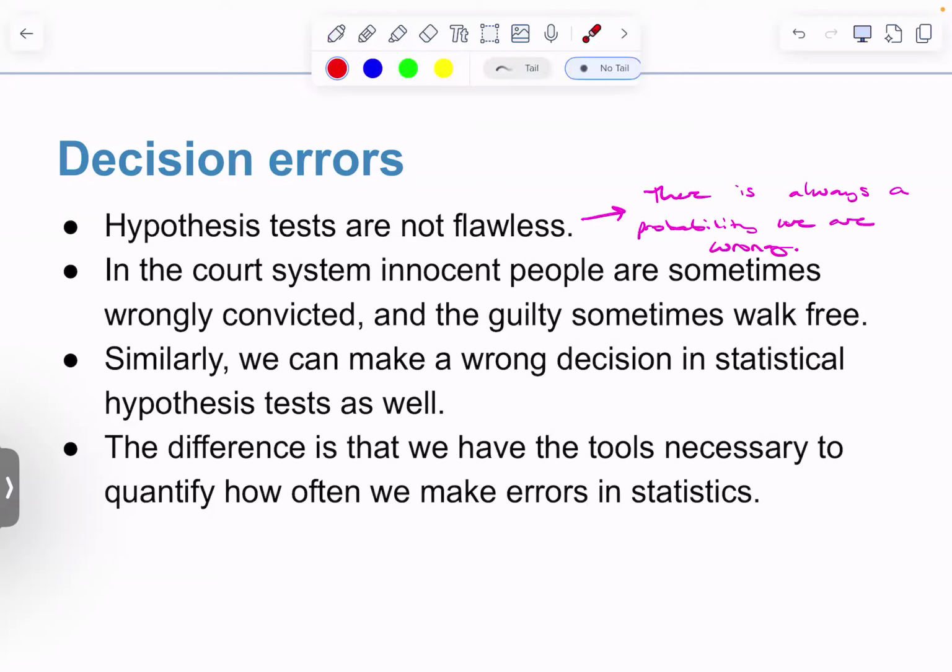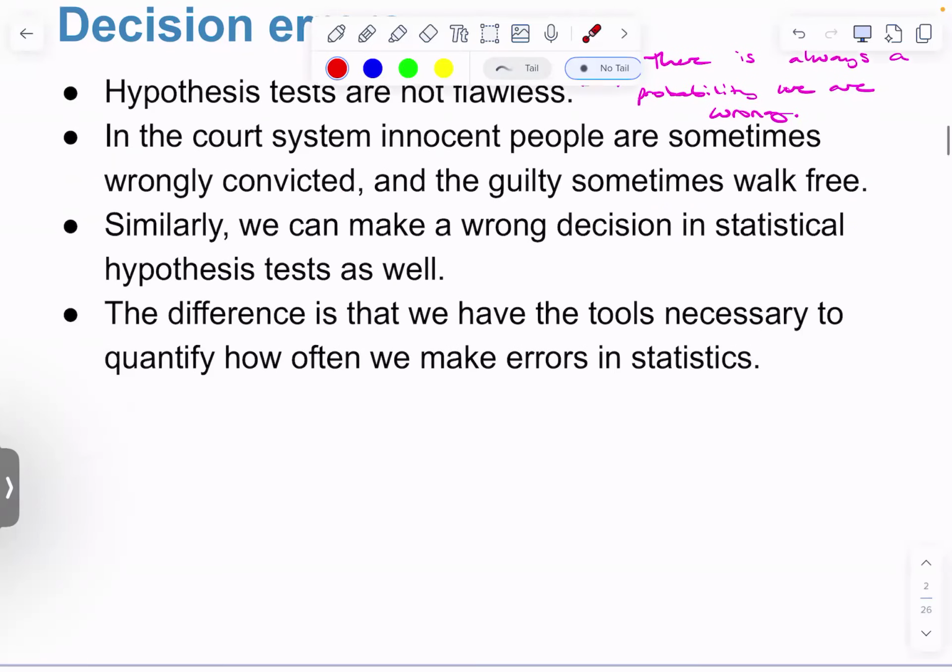So in a court analogy here, in the court system, innocent people are sometimes wrongly convicted. We understand that. And the guilty sometimes walk free. And so those would be kind of the equivalents to the decision errors that we could make. And so we can make a wrong decision in statistical hypothesis tests as well. And so we're going to have tools and kind of probabilities, and we already saw how the alpha level behaves and makes it harder to reject H naught if we make it smaller, right? So that's one of the tools that we have.